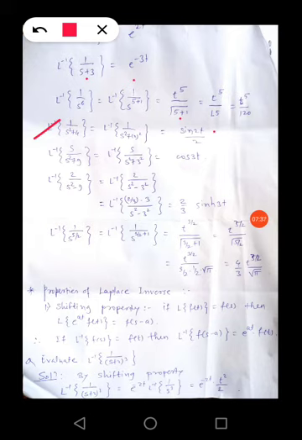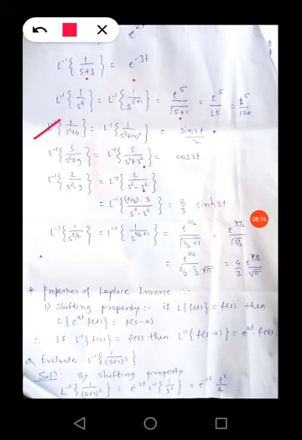Okay. L inverse 2 divided by s square minus 9 equal to L inverse 2 divided by s square minus 3 square. But in the numerator we have 2. So we would like to adjust this 3 in the numerator also by multiplying and dividing simultaneously throughout. So L inverse 2 by 3 into 3 divided by s square minus 3 square. Now 2 by 3 is a constant and we may take it outside. So 2 by 3 into L inverse 3 by s square minus 3 square. So this is nothing but 2 by 3 into sin hyperbolic 3t.